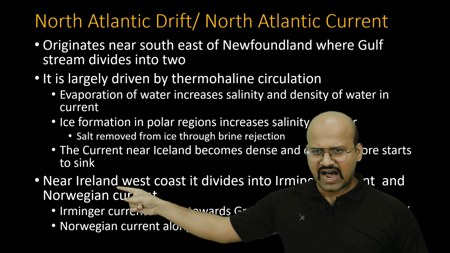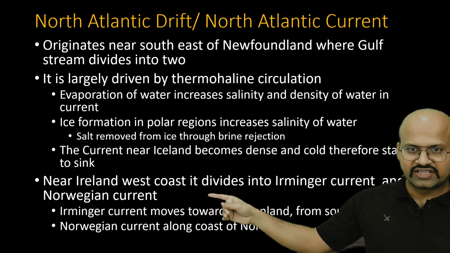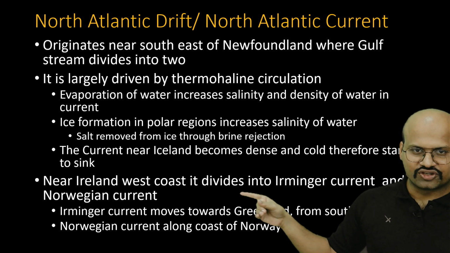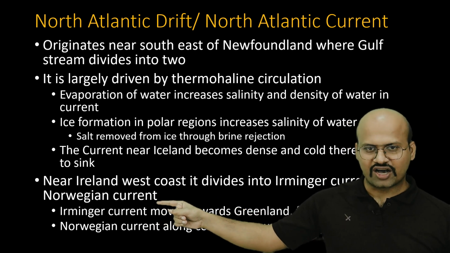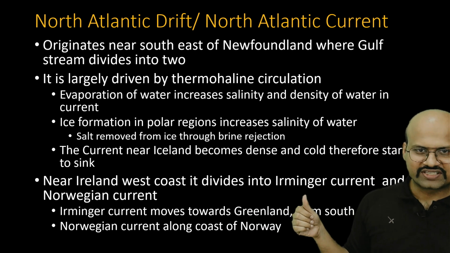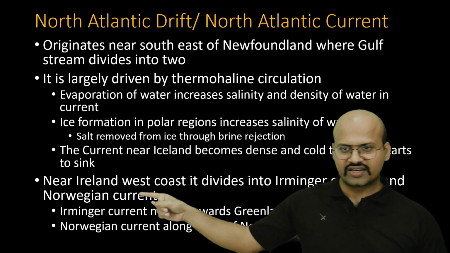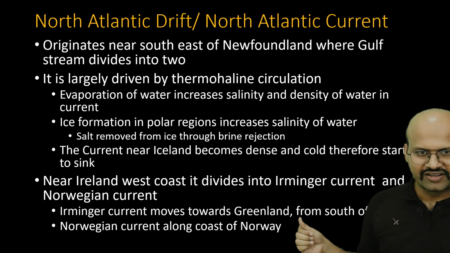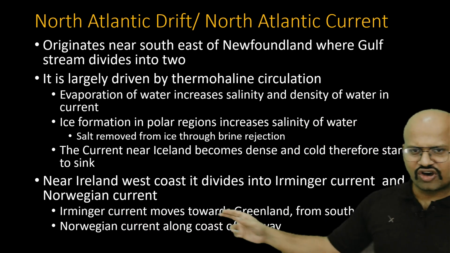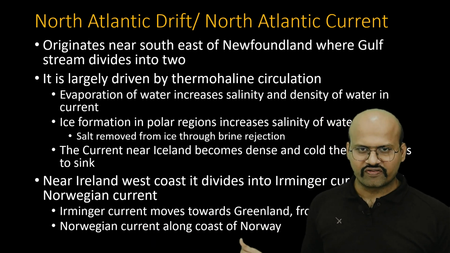Near the Ireland west coast, the North Atlantic Drift divides into Irminger Current and Norwegian Current. So we see that now it gets divided into two. First is Irminger Current and the other is Norwegian Current. Irminger Current moves towards Greenland from south of Iceland, and Norwegian Current moves along the coast of Norway.